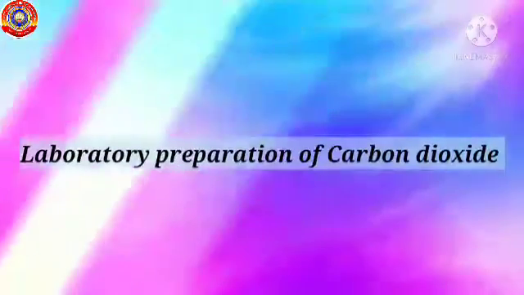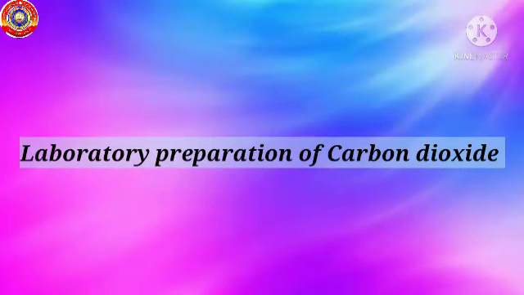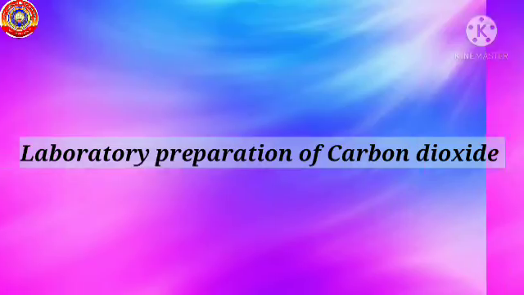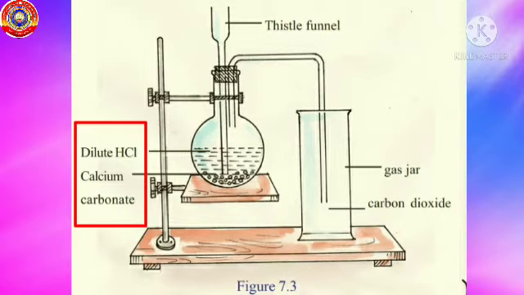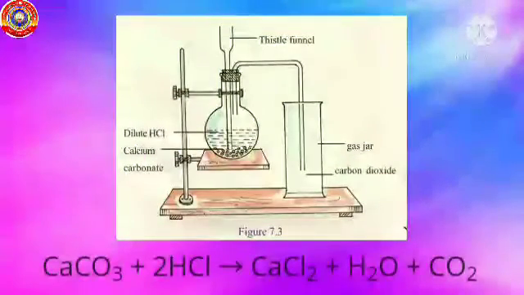Let us observe the experimental arrangement for the preparation of carbon dioxide in the laboratory. See, which are the reactants used in this reaction? Yes, calcium carbonate and dilute hydrochloric acid, right? Now shall we write the chemical equation for this reaction? The equation is given by CaCO3 plus 2HCl gives CaCl2 plus H2O plus CO2.